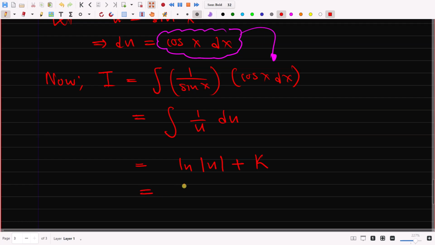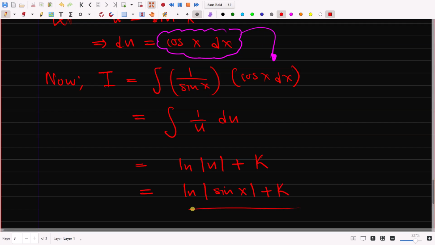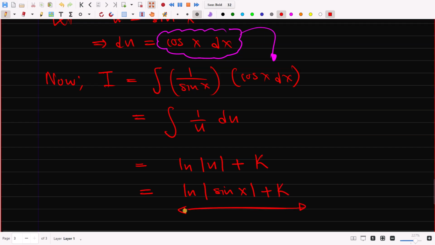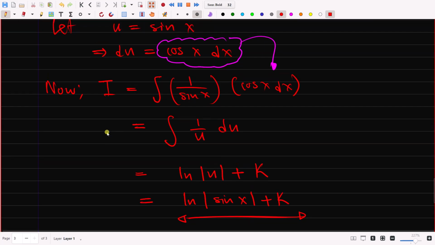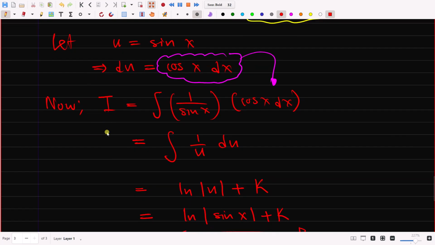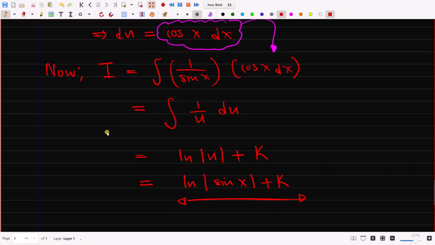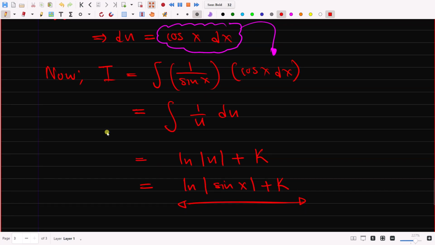And what we get afterwards is ln of u. What was u? We said u is sin x, so you get ln of sin x, then plus k, like that. So this is one thing that you should know: every time you're dealing with these integrals, this is how you evaluate them. Simple like that. This is how the substitution technique works most of the time.